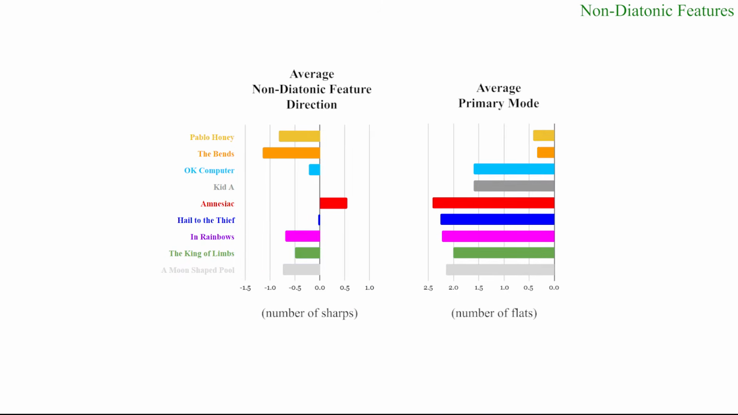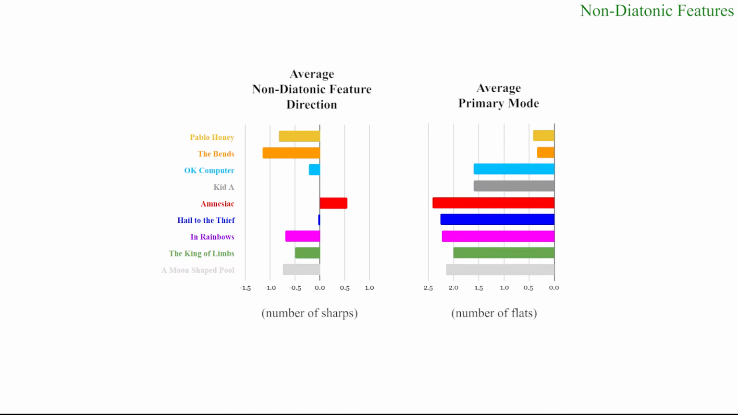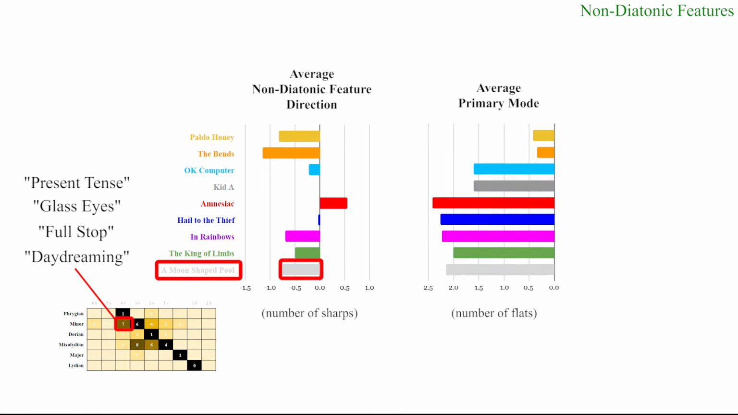The King of Limbs has an average direction of half a degree flat, though if we look at its chart, it's clear that this is mostly due to minor borrowings into its Mixolydian songs. But then, A Moon-Shaped Pool continues the trend started by In Rainbows, with tons of Phrygian borrowings into its minor key songs, including Daydreaming, Full Stop, Glass Eyes, and Present Tense. The average borrowing here is likewise over 0.7 flats.